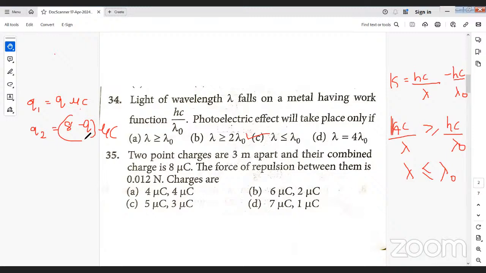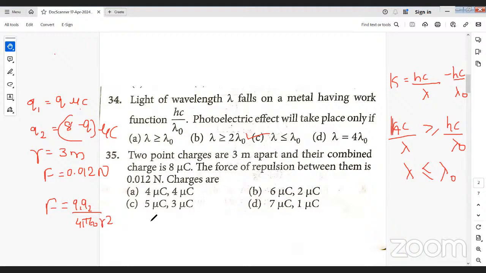Hope you understood this, because Q1 plus Q2 must be 8. Q1 we are assuming as Q, and Q2 will be 8 minus Q. R is given as 3 meter, and F is 0.012 Newton. Therefore F is equal to Q1 into Q2 divided by 4 pi epsilon naught into R square.